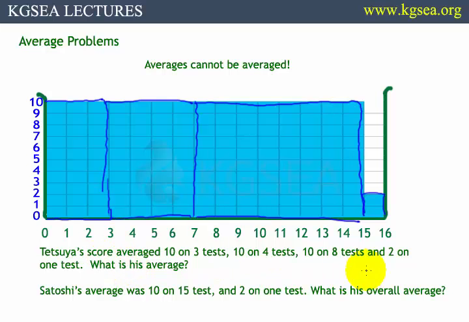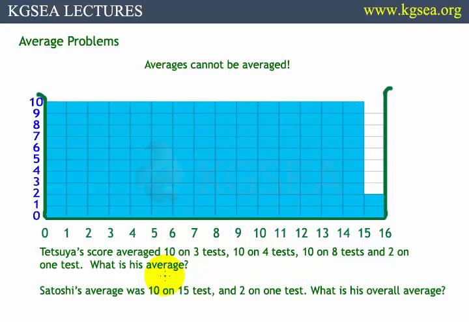Just because I wrote it like that, many students will start averaging 10, 10, 10, and 2. They start saying, okay, 10, 10, 10, and 2. Then divide by 4 and think they would get the right answer. Of course not. It doesn't work that way. If it's not that clear why it doesn't work that way, let me show you here. The same problem could be written this way. Satoshi's average was 10 on the first 15 tests and 2 on the 1 test. Okay, so here's 15 tests with an average of 10 and 2 on the last test.